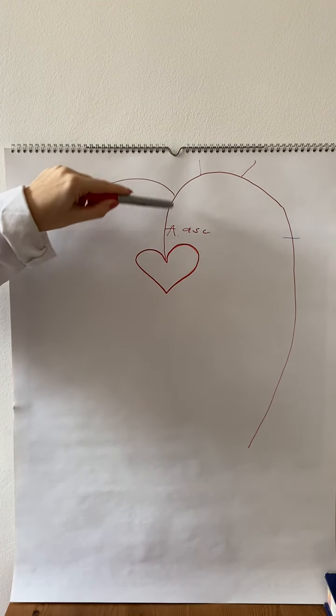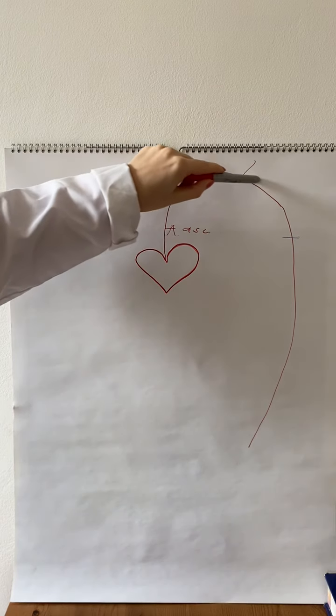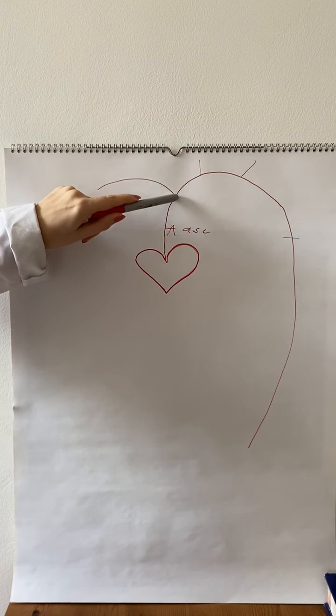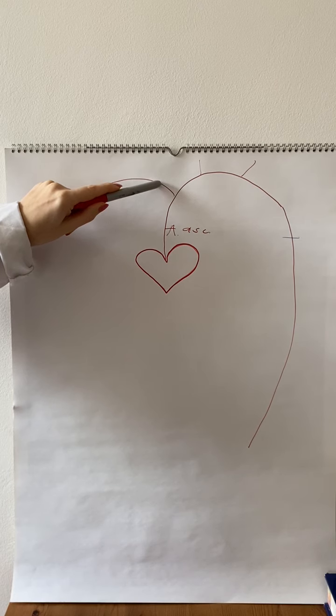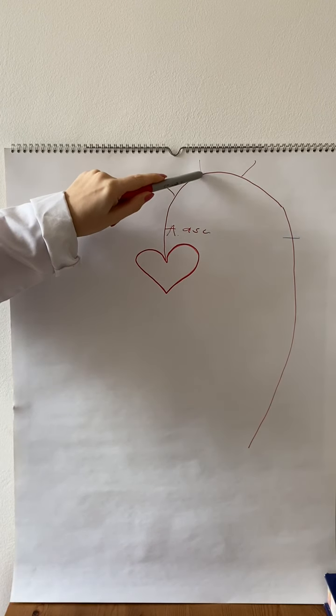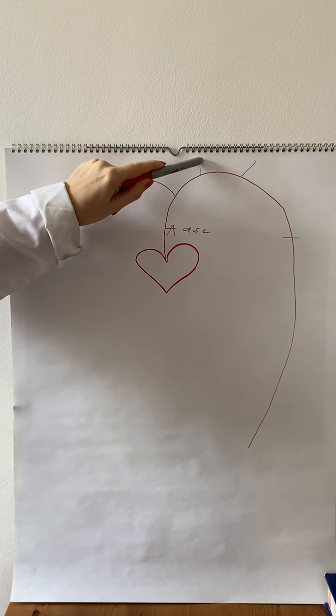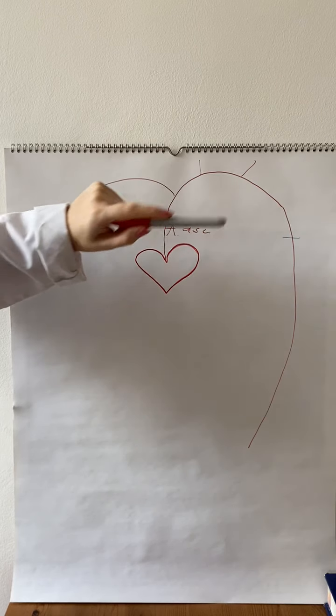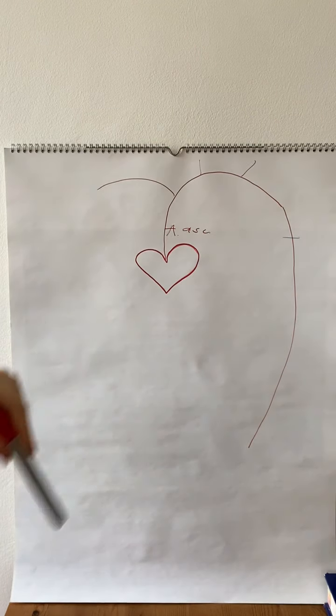Then, following our aorta, we will reach the arcus aortae, whose main branches will be the truncus brachiocephalicus, arteria carotis communis sinistra, and arteria subclavia sinistra.